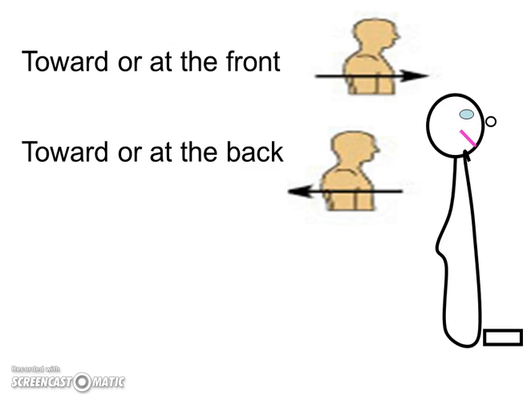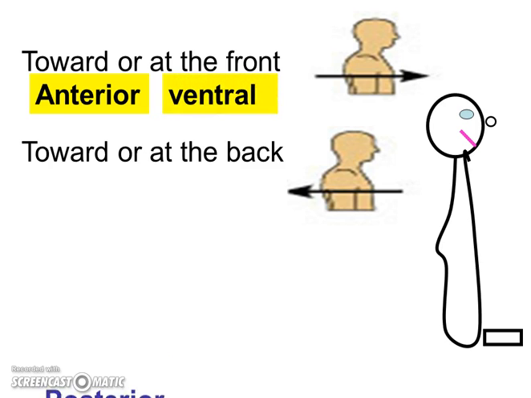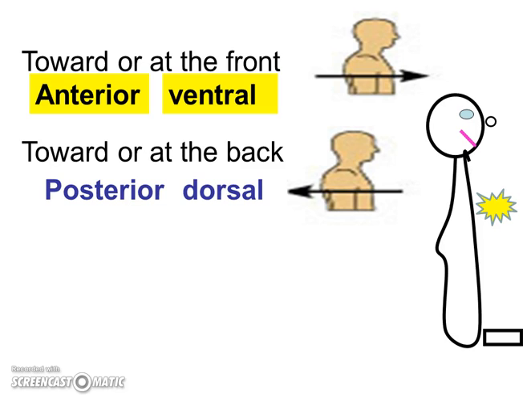Let's go to two other opposites. One means towards or at the front. That word is anterior. And then towards or at the back would be posterior. Now, in A&P, looking at the human, your anterior and your ventral surface are the same, whereas your posterior and dorsal surface are the same. Ventral really means belly, while dorsal means bony back.